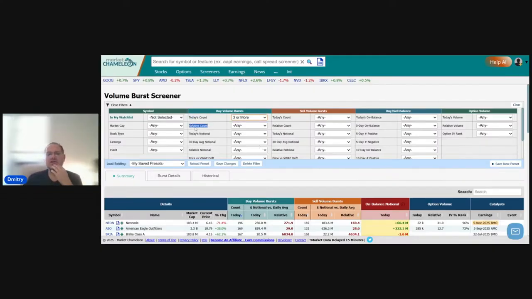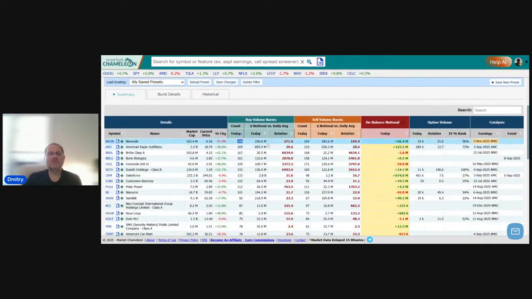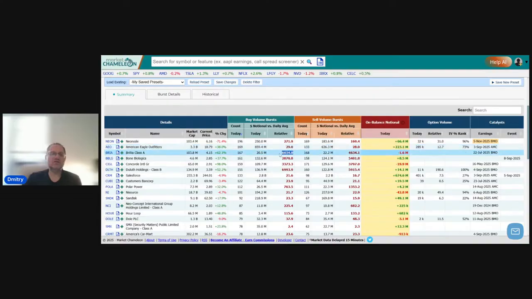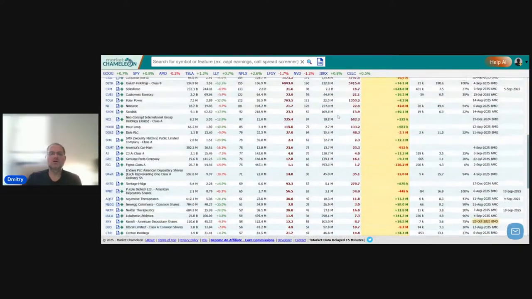And let's say on a relative basis, that looks more than typical. So let's just say that's 2 times what we typically see. Okay, so you could see here, all of a sudden, we have a lot of buy bursts, and on a relative basis, it's higher. So we're filtering out 675 from 11,400.